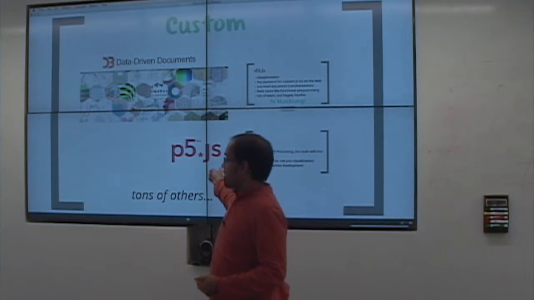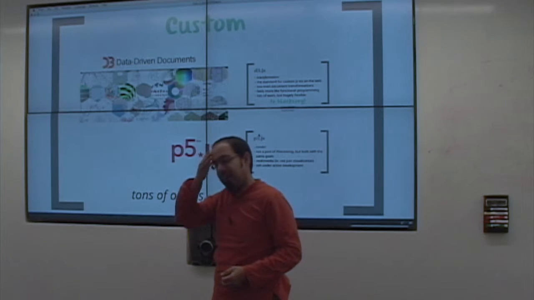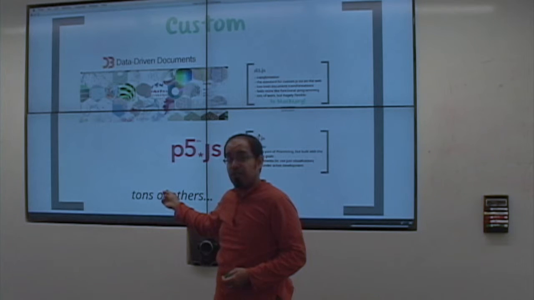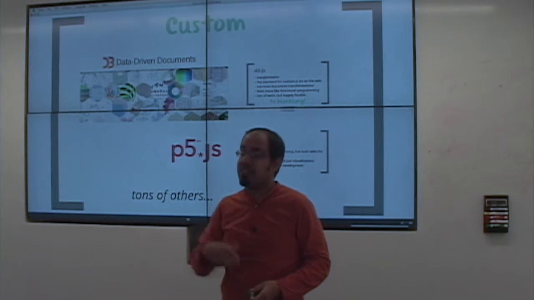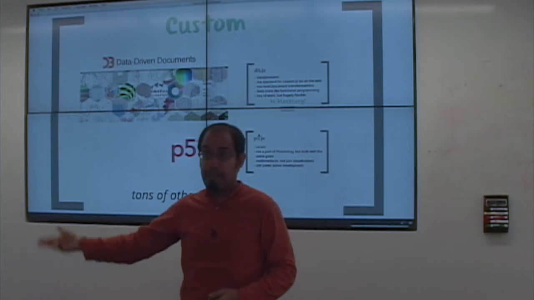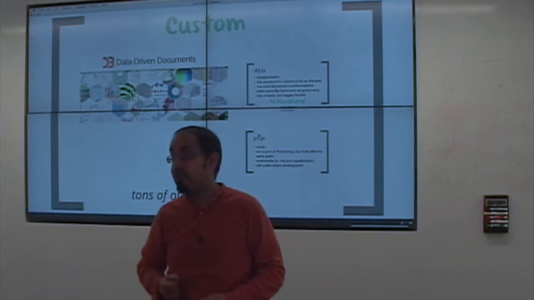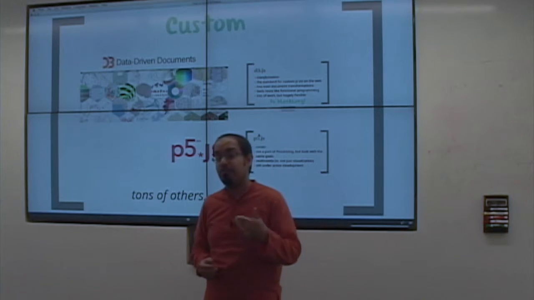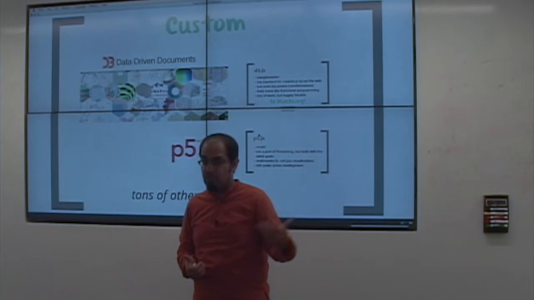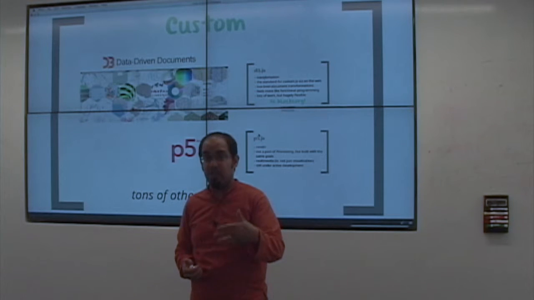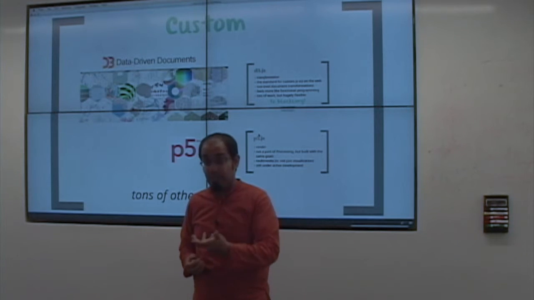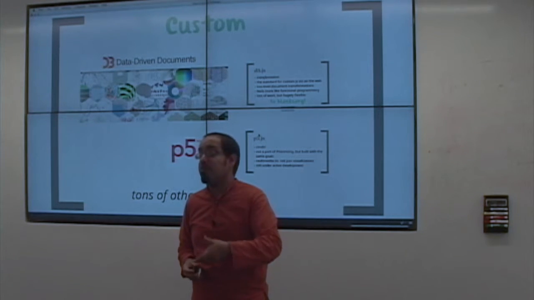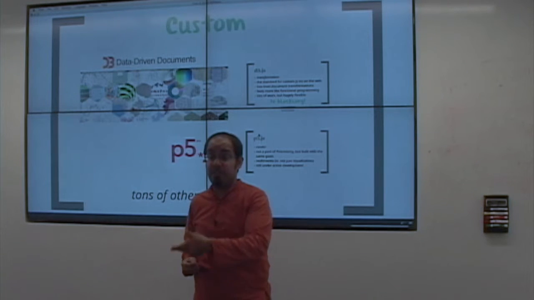They rethought it with two folks whose names I forget. They rethought it and said, what would the same goals be on the web? Right? Not how do we port this. There is a port of Processing for the web, that's called Processing.js. P5.js is not a port. It's a rethinking of those goals for the web. How do we make a language and a library that lets people be creative with the web technologies that exist?